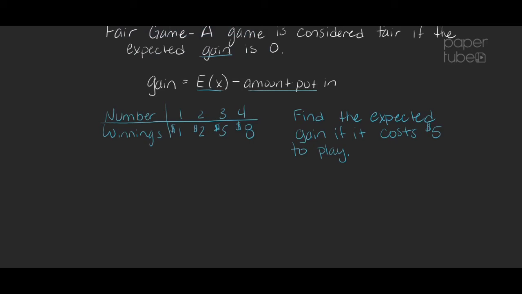Here's an example of a game. Let's say that you can spin a spinner and you win a certain amount of money based on what pops up on the spinner. It costs $5 to play the game, so we want to know what the expected gain is if you decide to play. The game would only be considered fair if the expected gain is 0, and it would be in your favor if the expected gain is more than 0. But you are more likely to lose money if the expected gain is less than 0. To find the expected gain, we first need to find the expected outcome from this experiment. If this is a fair spinner, then the probability of each of these winnings is exactly 1/4.